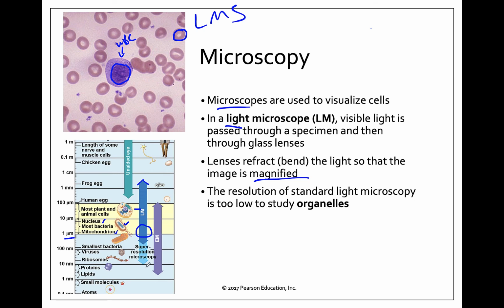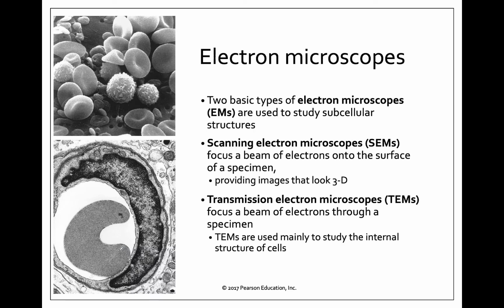So how do we study these really, really small structures within a cell? How do we actually visualize those? There are different types of microscopes. So an electron microscope is similar, except instead of using light, it uses electrons. So it will shoot a beam of electrons at an object. And then that beam does one of two things, depending on the type of electron microscope.